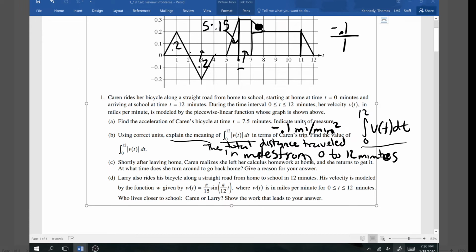This area is 3 times 0.1. This area here is 4 times 0.2. And this area here is 1 times 0.2, so it'd be half of 1 times 0.2, so 0.1. And I would add all these up to find the total distance traveled on this interval. That's kind of a mess to add up here, so I'm going to skip that for now, but that's the play there.